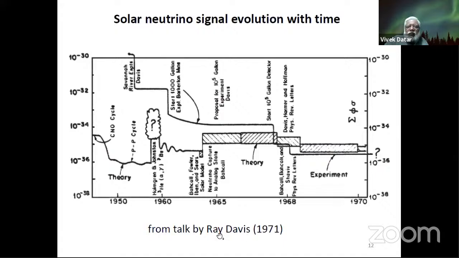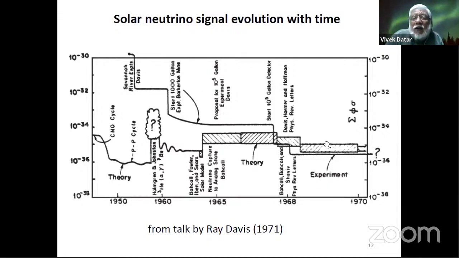So this is from a talk of Ray Davis in 1971, where he showed the rate at which these neutrino interactions take place. I'm sorry, there is no scale here. It should have been so many reactions per unit detector volume. This was the theory in those days, the CNO and the PP cycles, and this was what he had got, a bound from the reactor experiment.